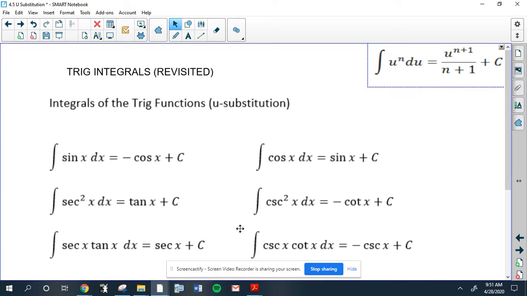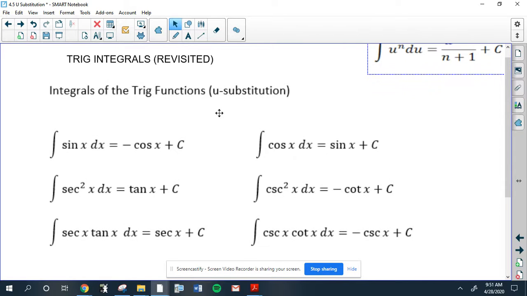So now we're going to talk about integration by substitution for trig. The good news is it's easy, just like the power rule was. And I kind of say that tongue in cheek, but there's not a lot of formulas you're going to need to know. This is what we learned earlier on in section 4.1.